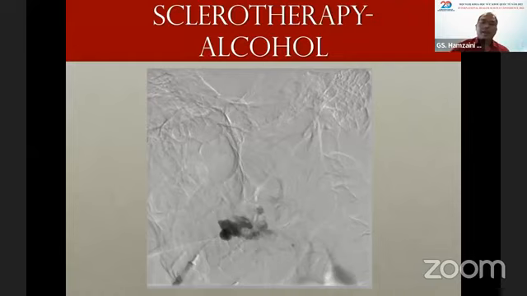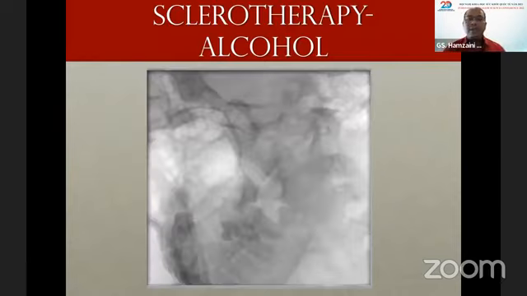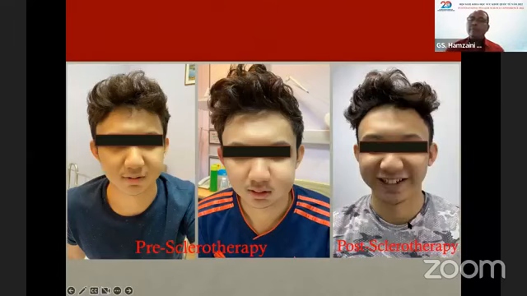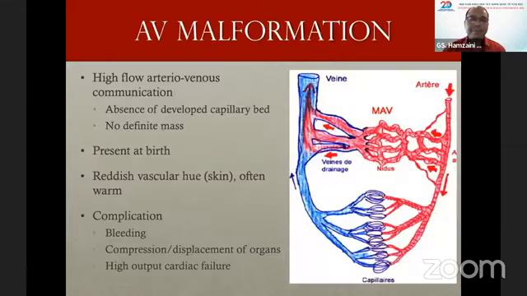So this is the treatment that we did. We puncture the lesion, put in contrast first to identify whether there is a large draining vein or not. If there is no large draining vein, then we inject alcohol. This is pre-sclerotherapy, and this is post-sclerotherapy. The patient is very happy. The patient was supposed to see me again, but decided not to come because the swelling has resolved. So they are happy.